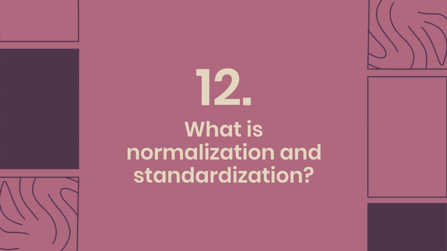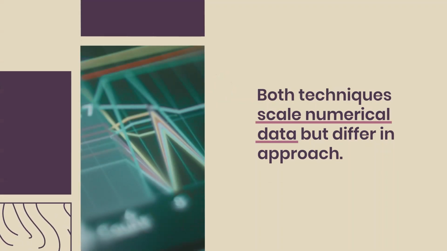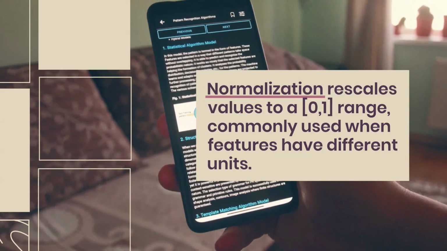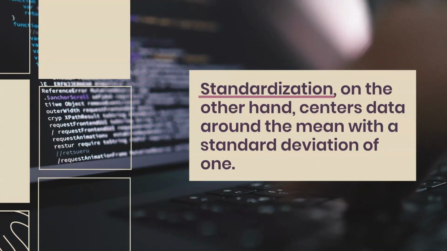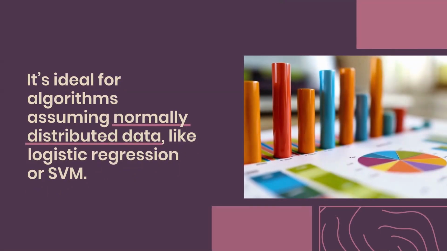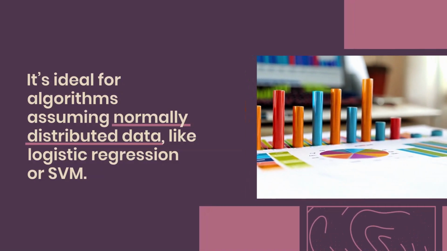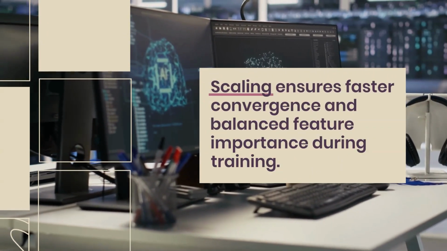12. What is normalization and standardization? Both techniques scale numerical data but differ in approach. Normalization rescales values to a 0 to 1 range, commonly used when features have different units. Standardization, on the other hand, centers data around the mean with a standard deviation of 1. It's ideal for algorithms assuming normally distributed data, like logistic regression or SVM. Scaling ensures faster convergence and balanced feature importance during training.